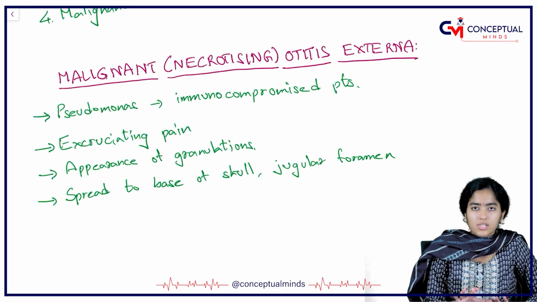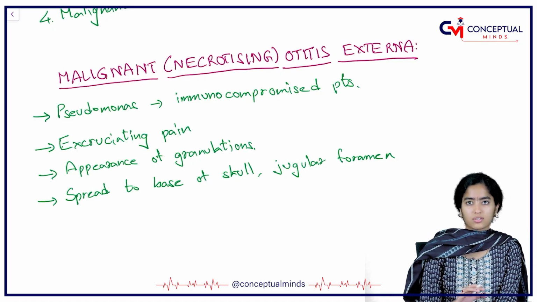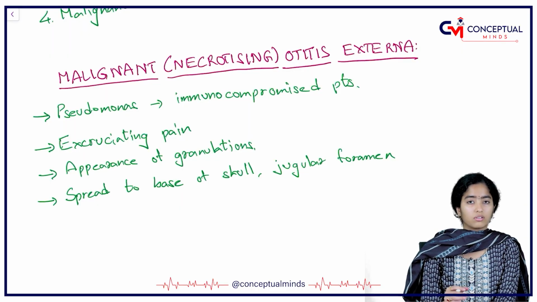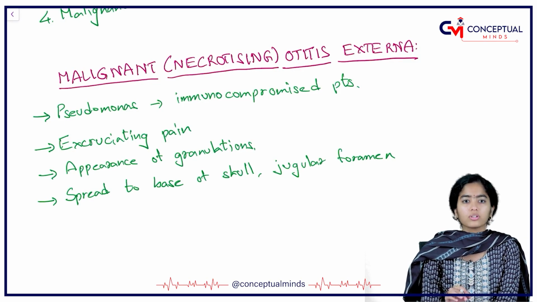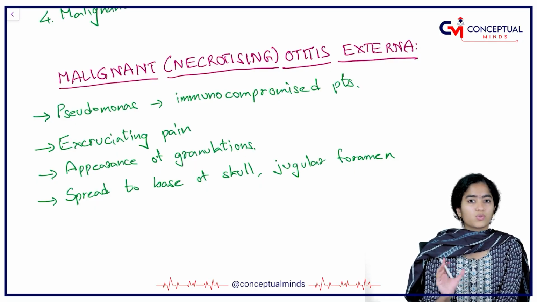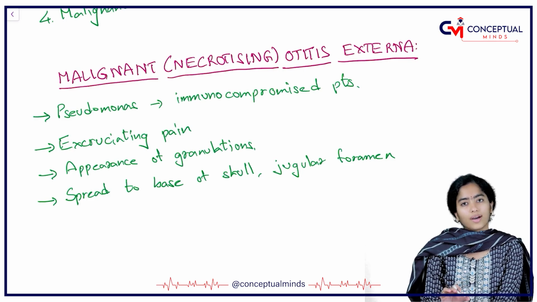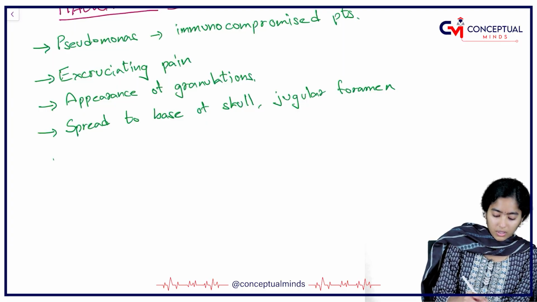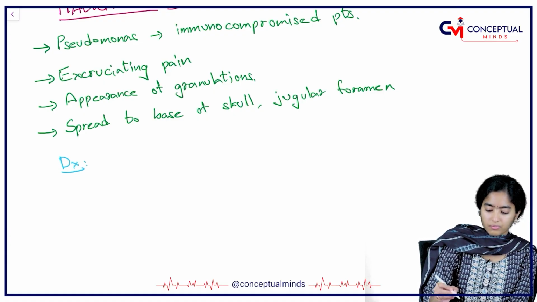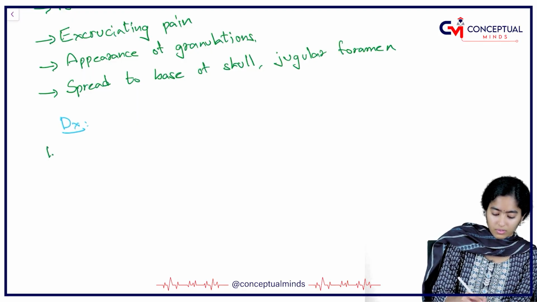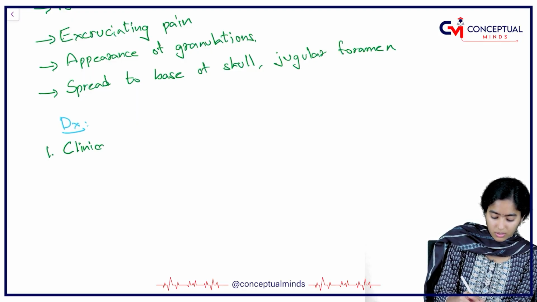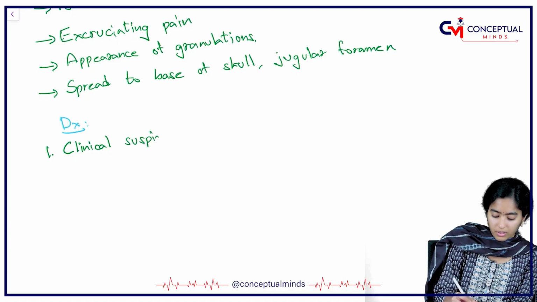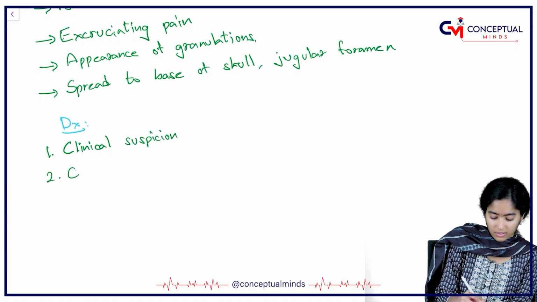First, based on your clinical suspicion, if at all you know that the patient is diabetic or is a known case of immunosuppression, then when you see that he is having otitis externa, you have to suspect it could be malignant otitis externa. But we also have to investigate. First is a strong clinical suspicion, and then we perform a CT scan.